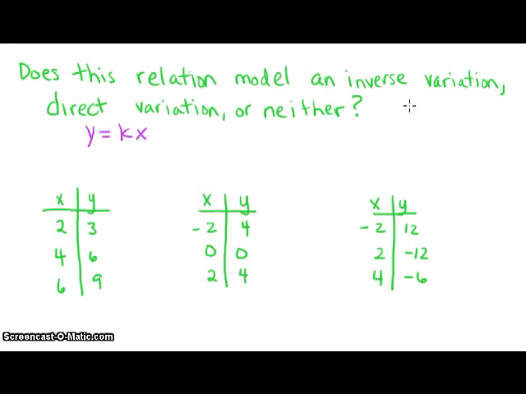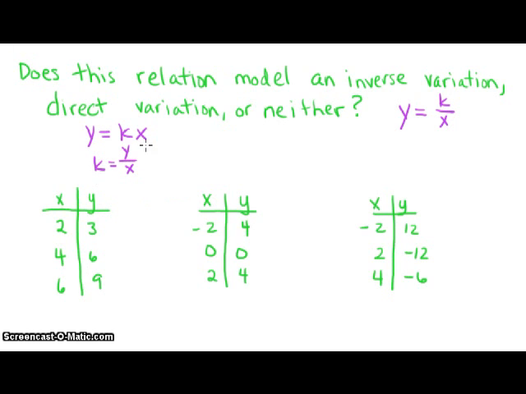So an inverse variation is similar, but it's of the form y equals k over x, which means that some constant is divided by one of the variables. So if we solve both of these for k, it will show us how to determine if a relation is a direct or an inverse variation. So if I solve this for k, I could divide by x on both sides. So I would get that k is equal to y over x.